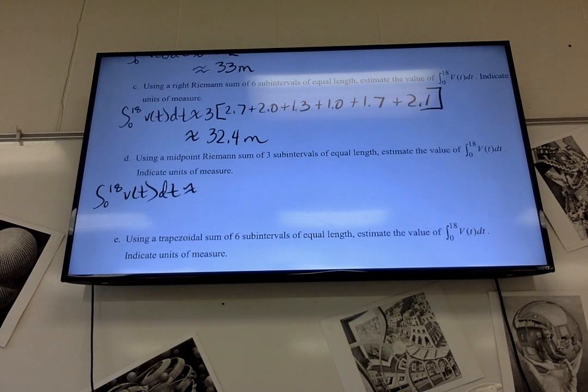This is actually really good practice for tomorrow, because this is the kind of stuff that's going to be on there. Oh, I murdered that one. That was easy. So then it's 2.7 plus 1.3 plus 1.7.